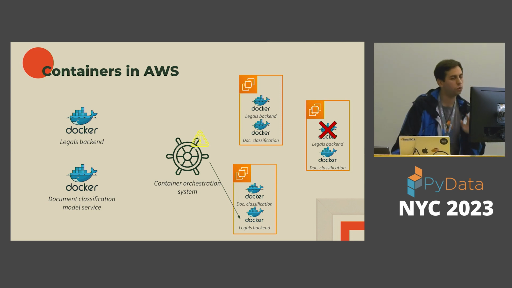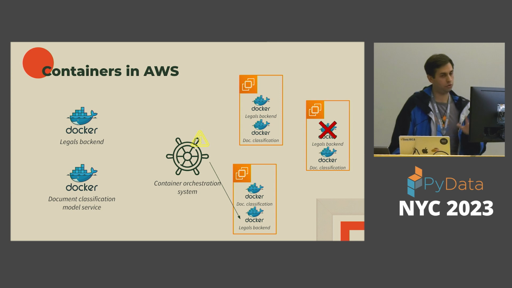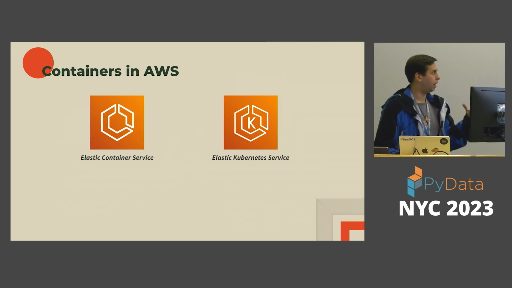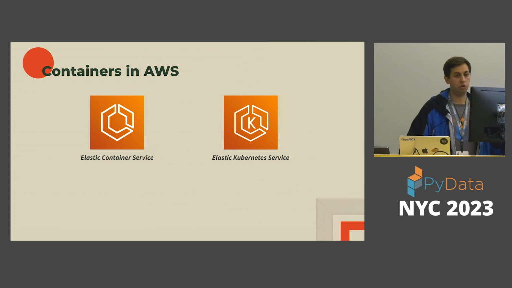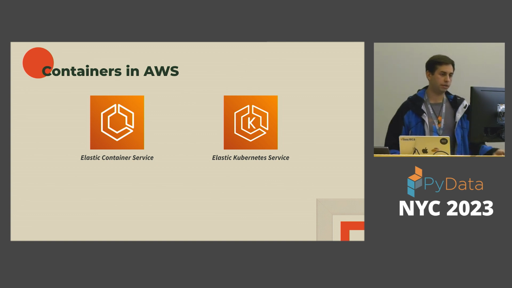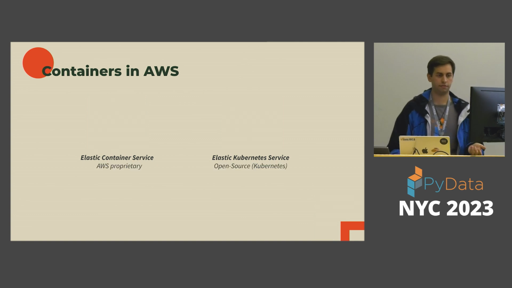You very likely don't want to create your own container orchestration system inside your company just to run a model, because you will get a lot of costs upfront. But if you already have one, and these are the two options that AWS gives us, you can really talk to the infrastructure team and put your models right there. So it gives us two possibilities. The one is Elastic Container Service, and the other one is Elastic Kubernetes Service.